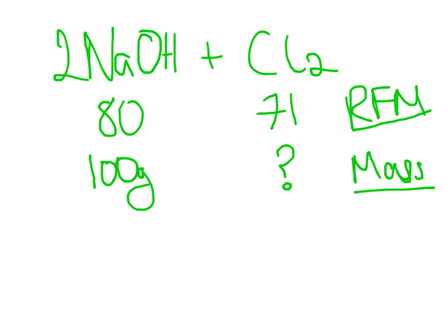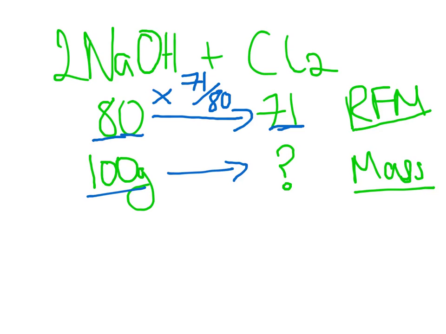So to go from 80 to 71, I need to multiply 80 by something to get to 71. So I would multiply that by 71 over 80 to get to 71. So it's always the number on the right hand side, this one, that you're going to. You times it by that number and divide it by the number you started with. So what you must do then, to the 100 grams, the actual mass, is the exact same thing. So you're trying to get across to there, you would times it by 71 over 80.